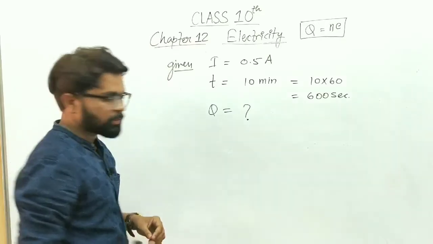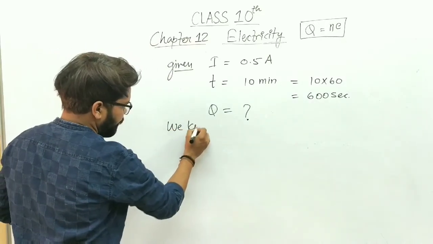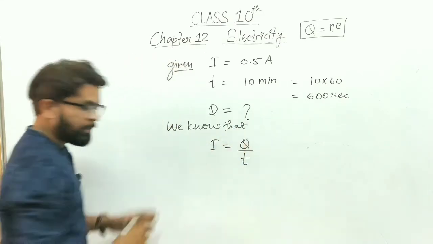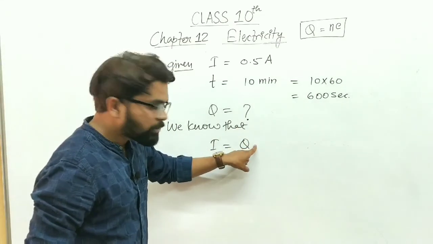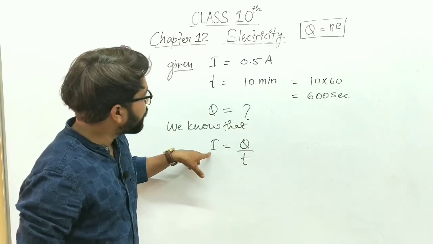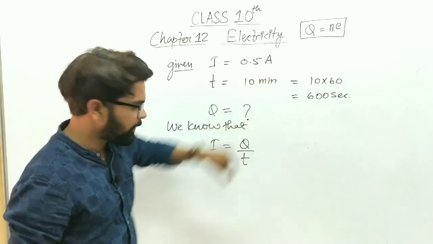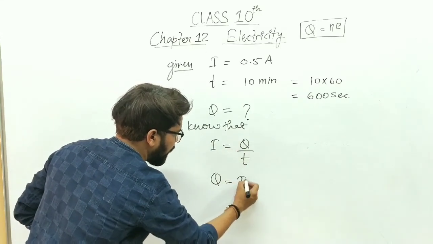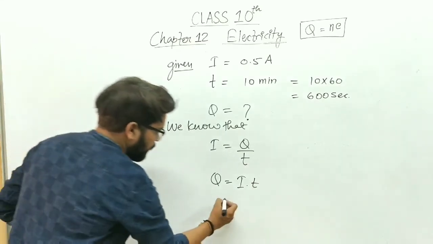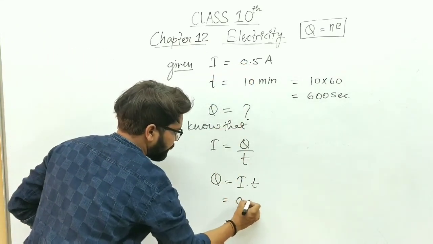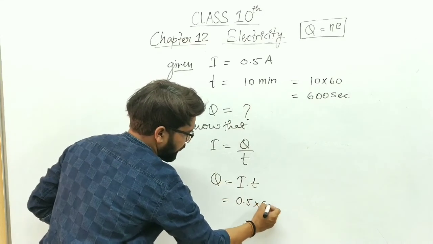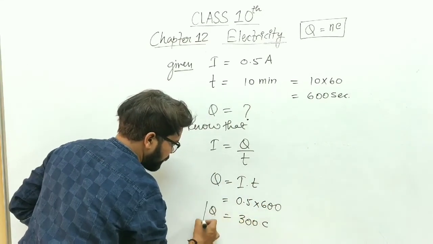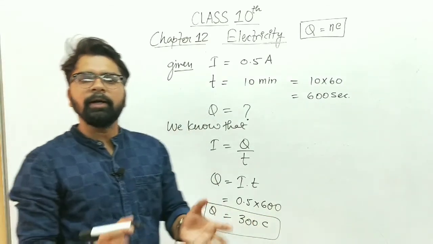We know that I equals Q upon T, where Q is the charge and T is time, and I is the electric current. The current passing through the bulb is 0.5 ampere. Now I can write this equation as Q equals I into T. I is 0.5, multiplied by 600, which is 300 coulombs. So the amount of charge is 300 coulombs.